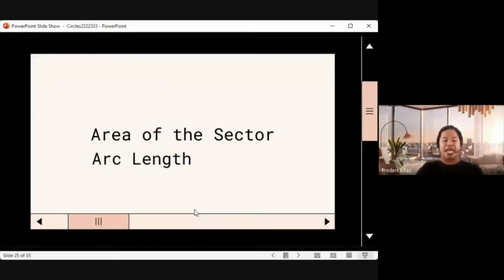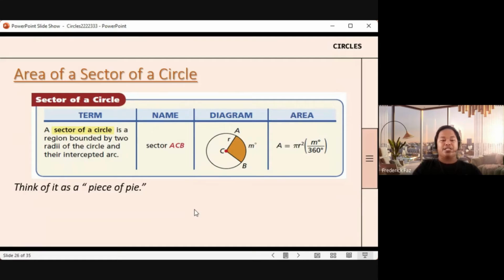Let's come now to the area of the sector and arc length po. So if we illustrate a sector of a circle, let us think of it as a piece of a pie. So parang isang piece siya ng pie kapag i-illustrate natin yung circle. So we have here the illustration, the diagram, and the name. We have also the formula for the area.